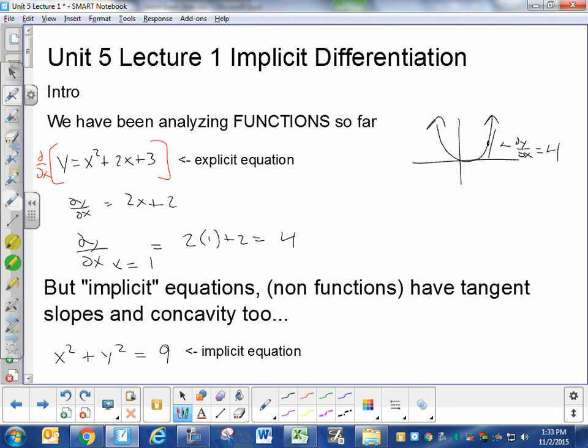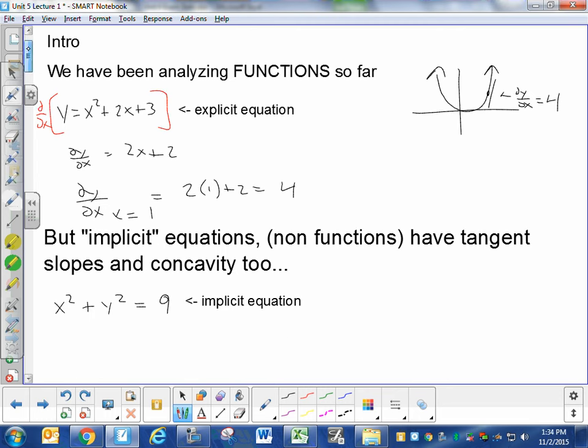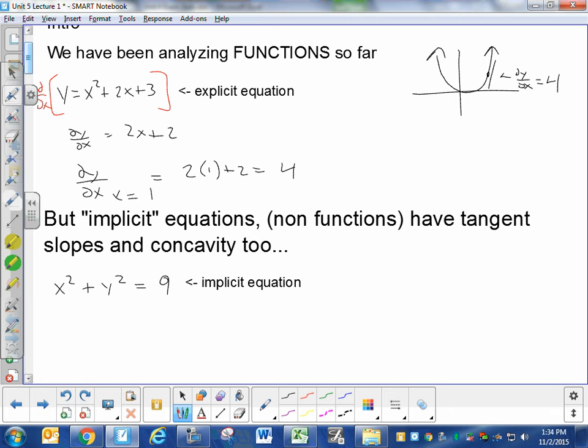Something like that, okay? Well, functions are boring. Functions aren't fancy. There's so many other things out there, so many other different types of equations with really, really cool looking graphs that I want to look into, okay? So we're not going to work with functions this unit. We're going to deal with these implicit equations. Implicit equations are non-functions. And they have tangent slopes and they have concavity too.